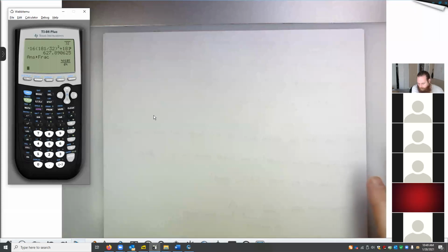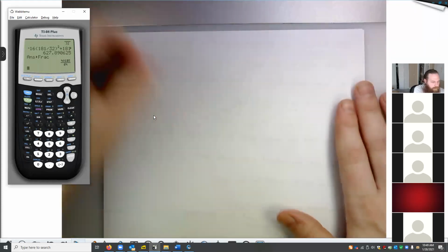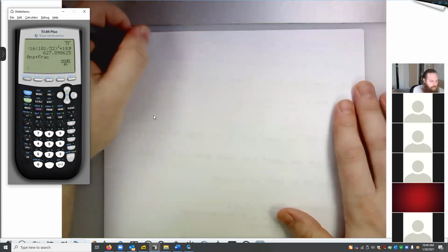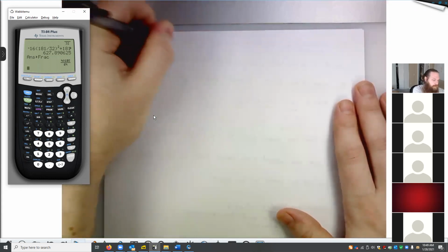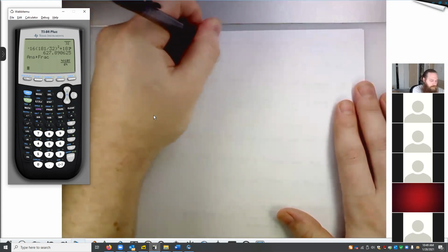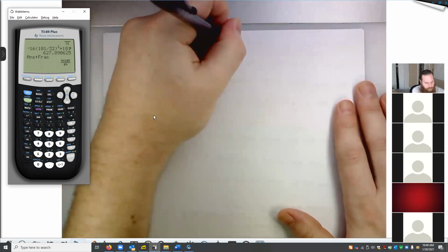To answer part B, they want to know, when is the rocket above 373 feet?